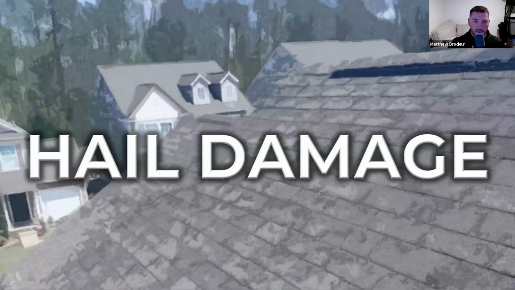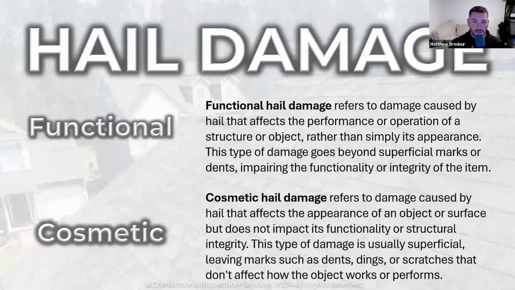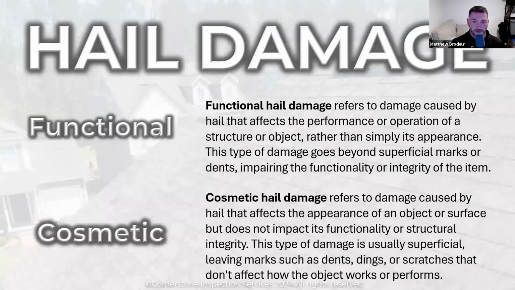So again, like we said at the beginning, functional versus cosmetic, right? Functional hail damage refers to damage caused by hail that affects the performance or operation of a structure or object rather than simply its appearance. This type of damage goes beyond superficial marks or dents, impairing the functionality or integrity of the item. Cosmetic hail damage refers to damage caused by hail that affects the appearance of an object or surface, but doesn't impact its functionality or structural integrity.